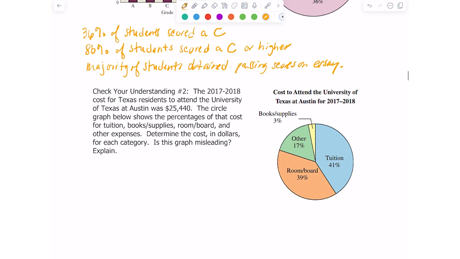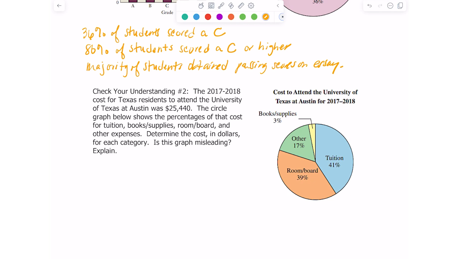Here's another circle graph, and this time it represents the 2017-2018 cost for Texas residents to attend the University of Texas at Austin, which was $25,440. The circle graph shows the percentages of that cost for tuition, book supplies, room, board, and other expenses. Determine the cost in dollars for each category. Is this graph misleading? So, what I need to do is figure out what percent of the whole would give me the amount paid for books, supplies, other, room and board, and tuition, right?